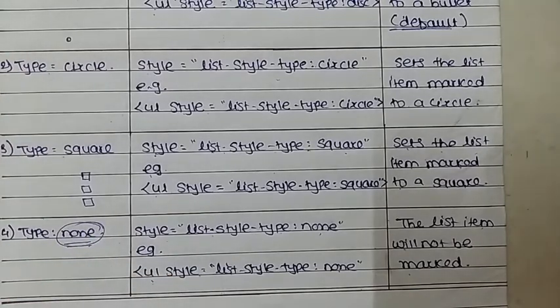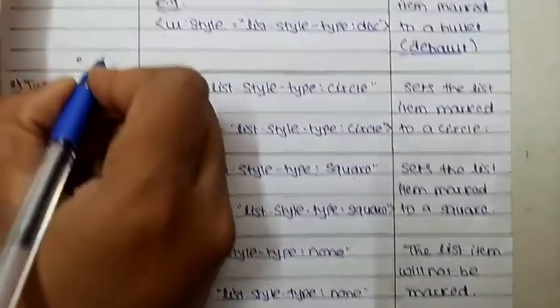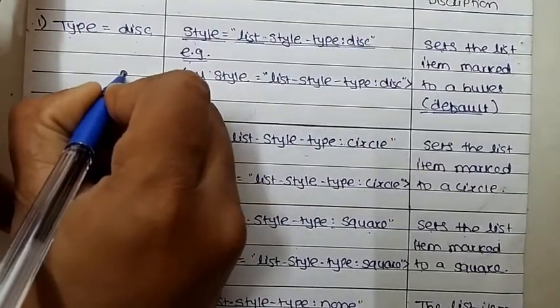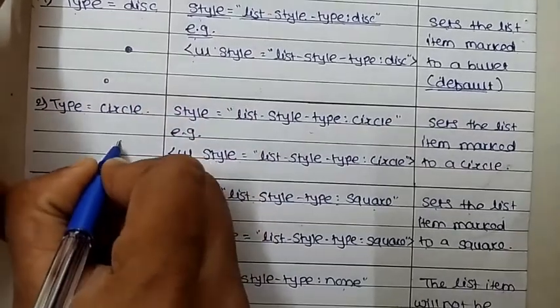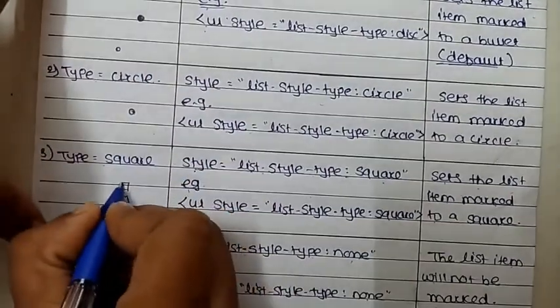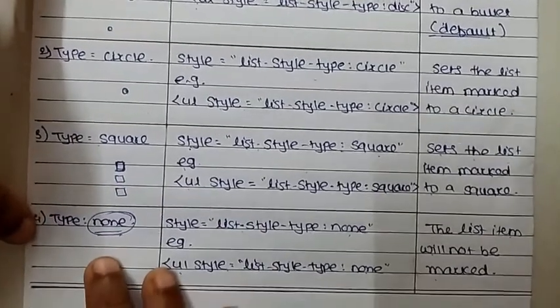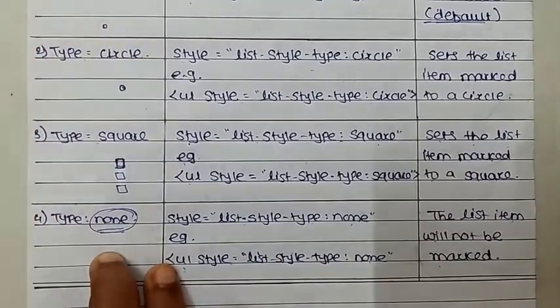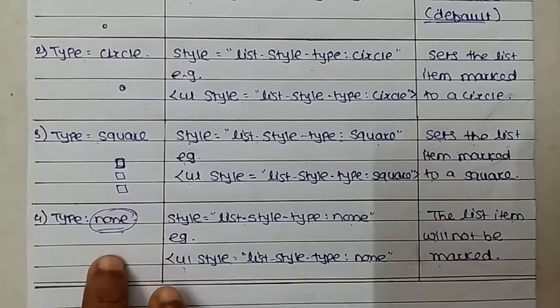So there are 4 values of the type attribute. First is disc, second circle, third square, and fourth none. Disc is the default value of the type attribute, which is shown as filled circles like this. Circle is without filling, and square like this. Clear? And none means what? We cannot mark any item here. Clear? Now we will discuss this with the help of an example.